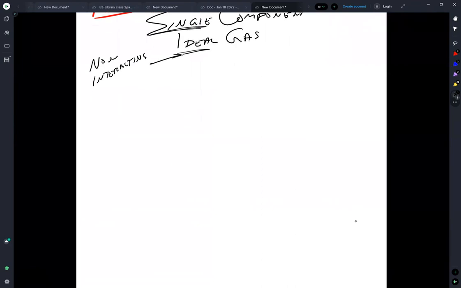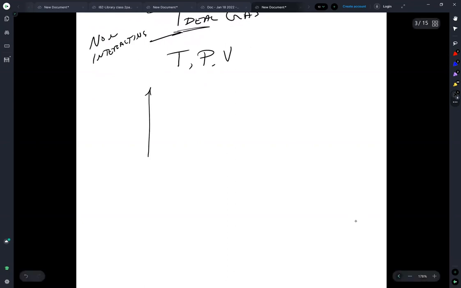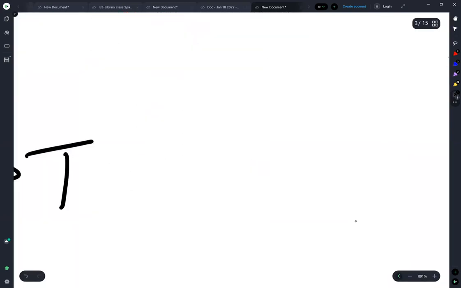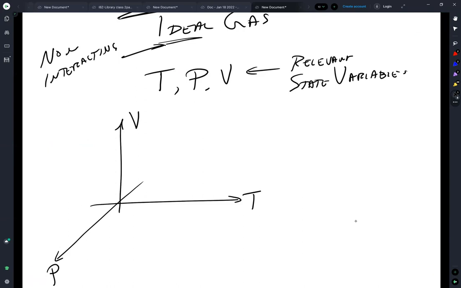So if you're looking at a system, for example, a balloon with helium gas in it, we can talk about the temperature of the gas, the pressure of the gas, and the volume of the gas. So you've got pressure, temperature, and volume. These are relevant, right? You're looking at this macroscopic gas. But at the same time, we know that these are not independent.